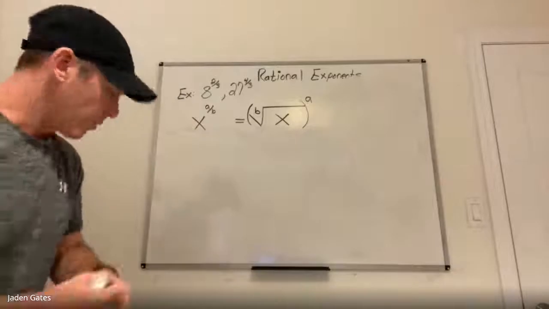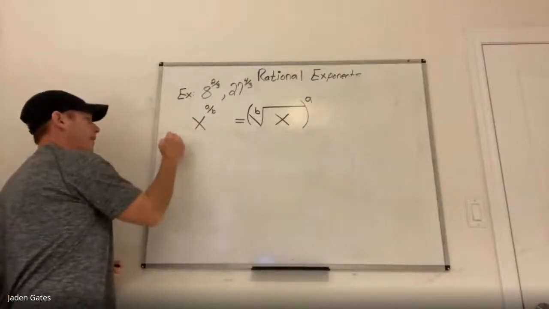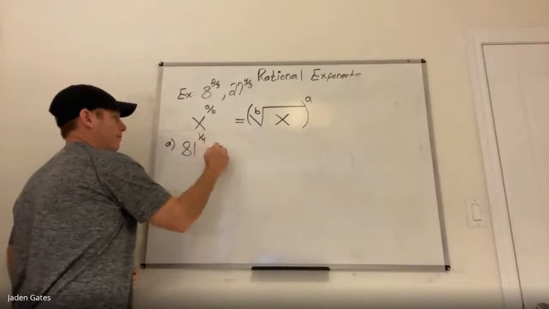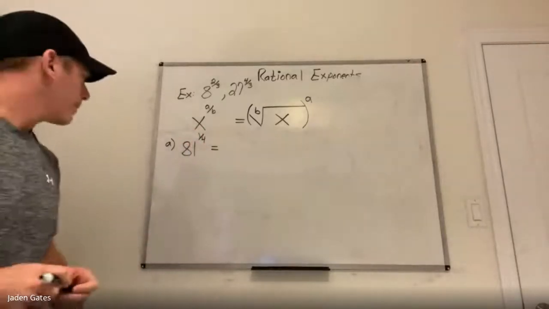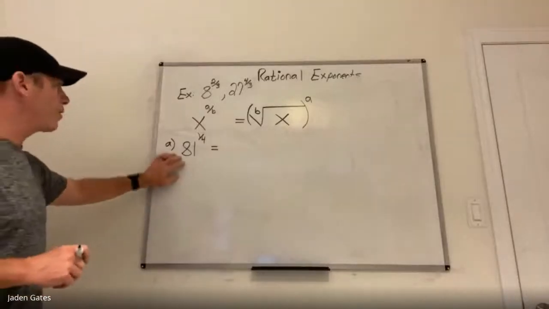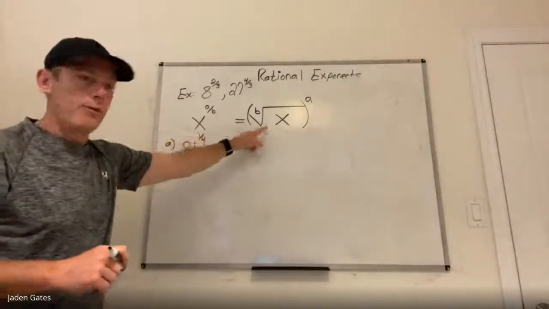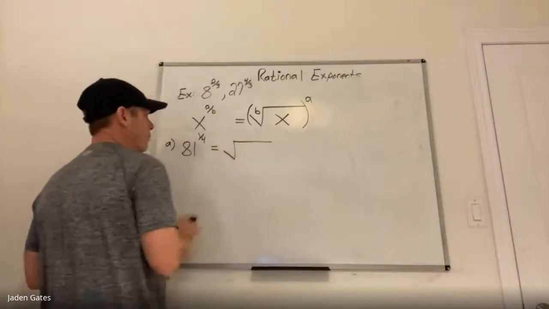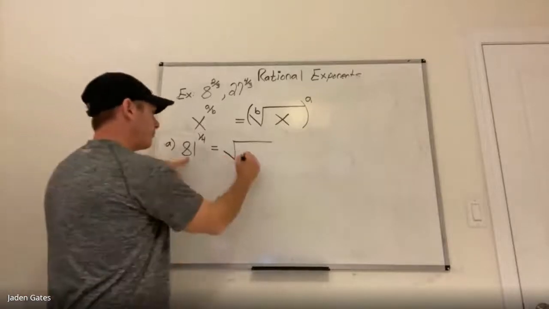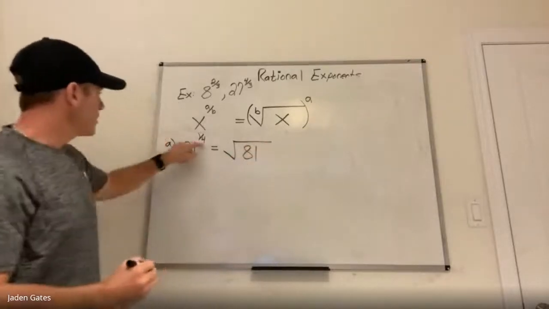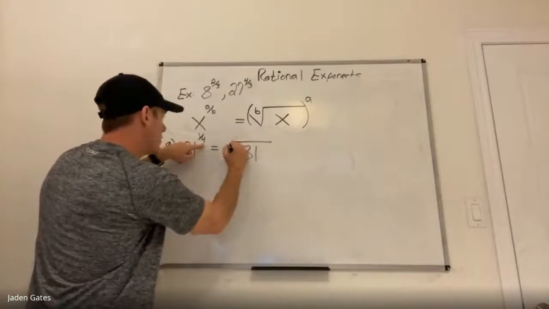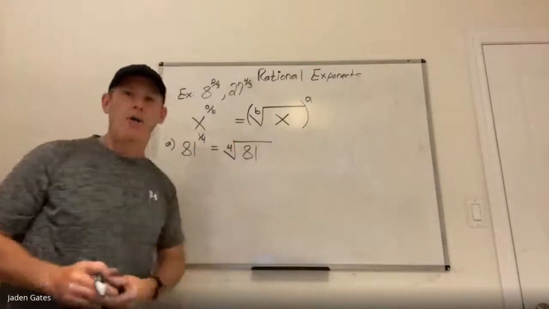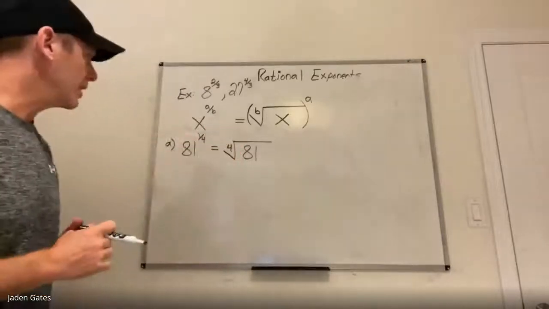All right, so here we go. I have 81 to the 1/4. Again, it's in exponential form. I'm going to flip it to radical form using my formula. There's my root sign. The base goes underneath, the denominator goes right in here, and then to the power of 1. But anything to the power of 1 is just itself, so I'm going to leave that.